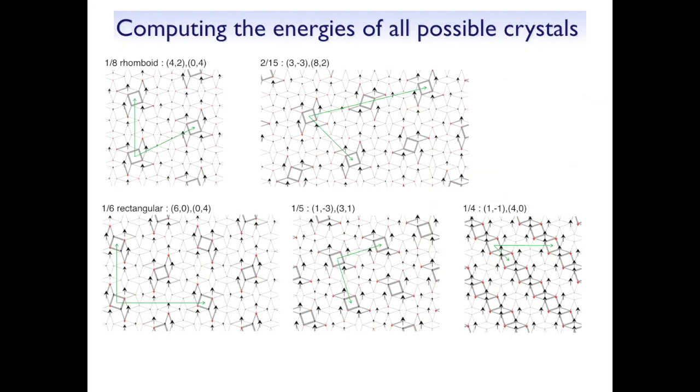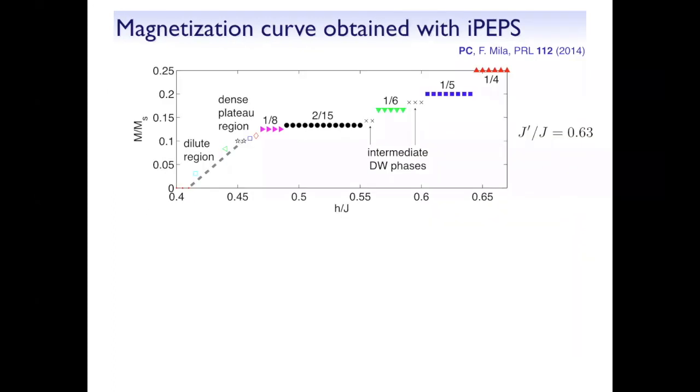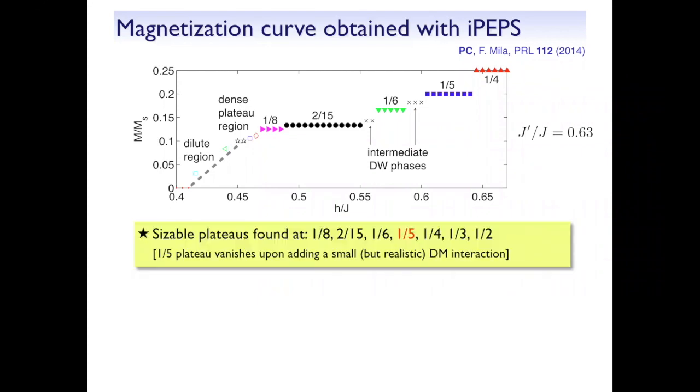Okay, so we then computed the energy of all these bound state crystals. Right? So there were many states that we had to consider here, and eventually we computed the resulting magnetization curve. And what we found here was a sequence of plateaus which was in agreement with experiments, except the plateau at 1/5, which is not observed in experiments.